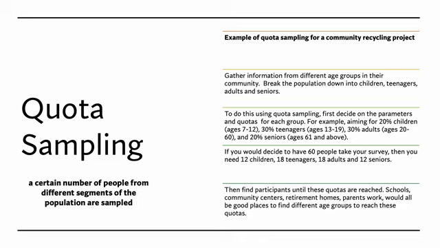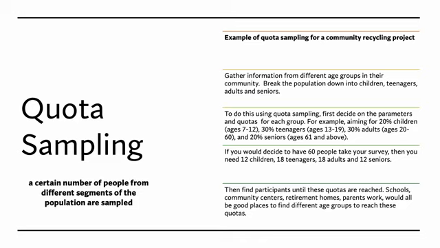So the first one we're going to talk about is quota sampling. And this is when a certain number of people from different segments of the population are sampled. My example here is a recycling project where I would like to understand how different age groups think about recycling and recycling habits. I then decided that I would like to have 60 people take my survey, and now I have 4 groups and I have to set my quotas for each of those groups. I decided that I would like 20% of seniors and kids and 30% of adults and teenagers. Then I had to do a little bit of math. So 20% of 60 is 12 and 30% of 60 is 18.